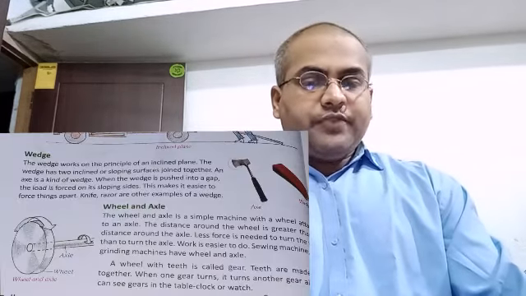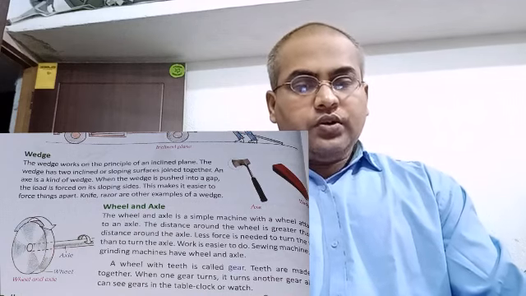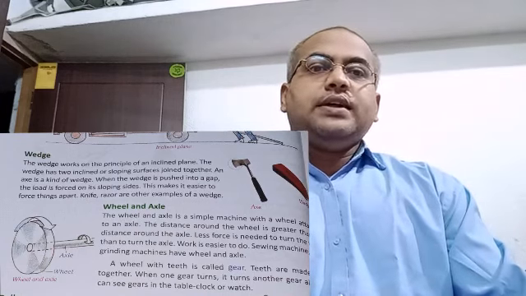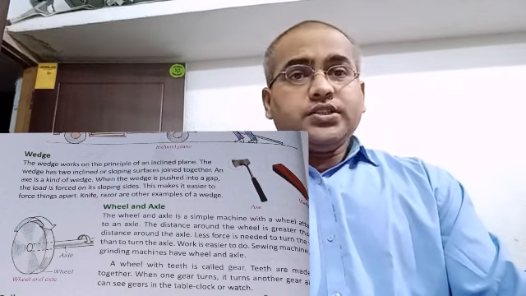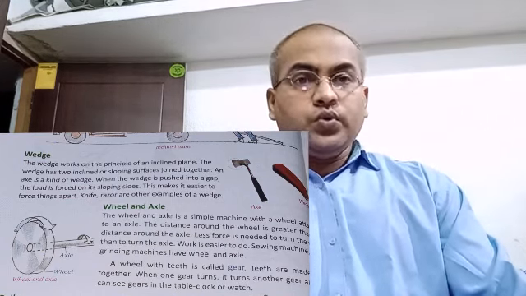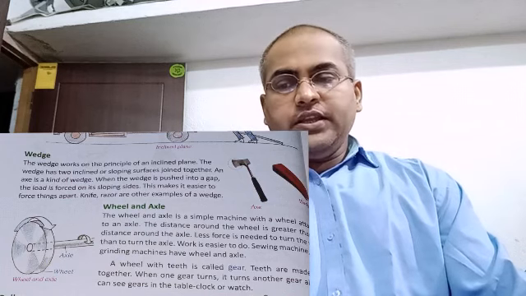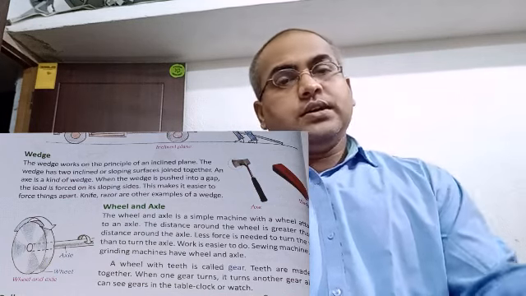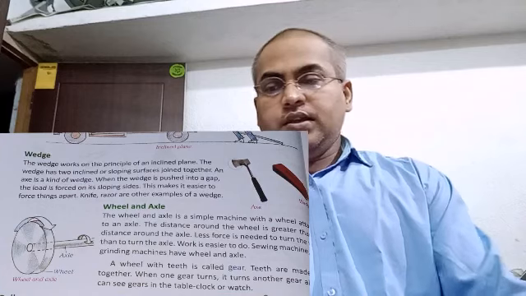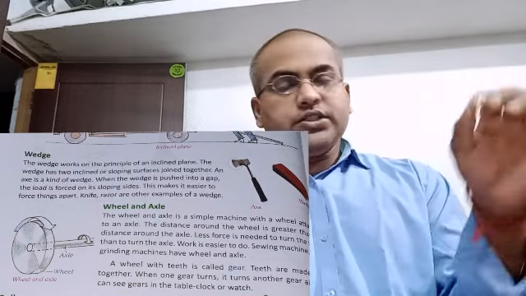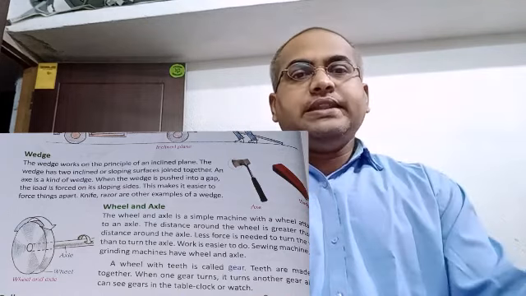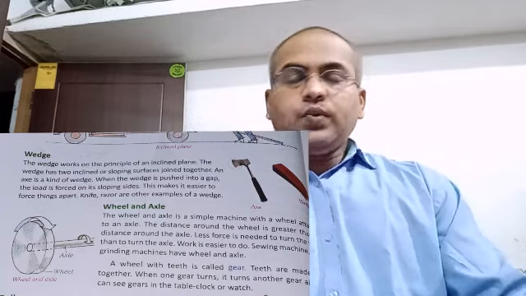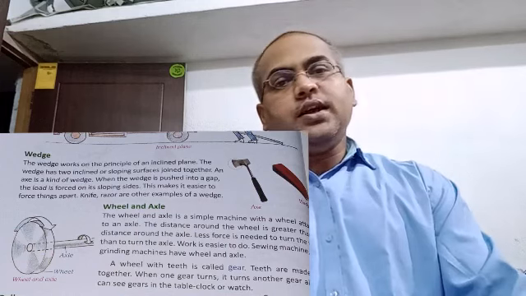Now question number 5, why is a screw more useful than a nail? So the answer is here, the screw threads hold the wood more firmly than a nail. That is why a screw is more useful than a nail.